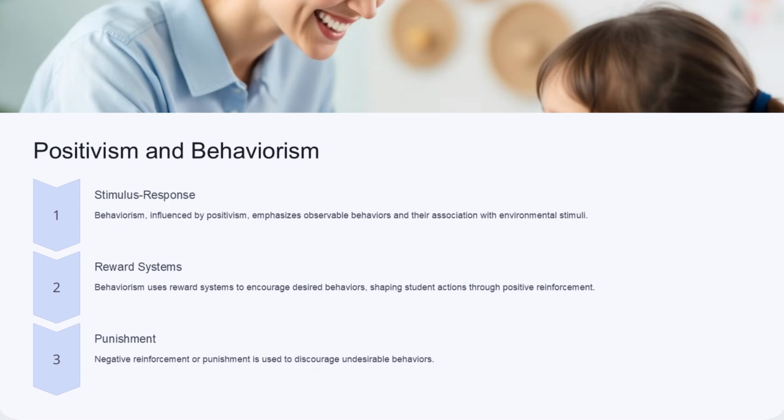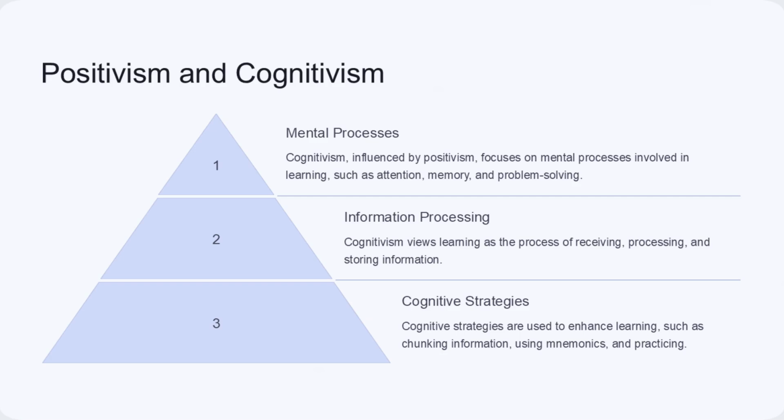and learning. Positivism and cognitivism are two important perspectives on how we learn and process information. Cognitivism, influenced by positivism, focuses on the mental processes involved in learning, such as attention, memory, and problem-solving. Cognitivists view learning as the process of receiving, processing, and storing information. Cognitive strategies like chunking information, using mnemonics, and practicing are used to enhance learning and information processing. These mental processes and cognitive strategies are key to how we learn and make sense of the world around us.